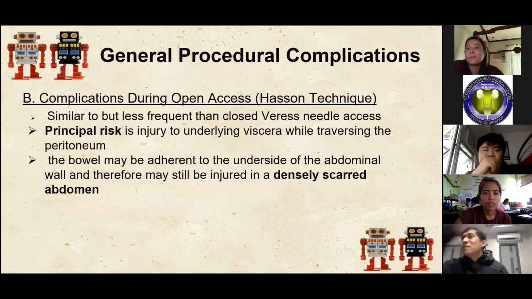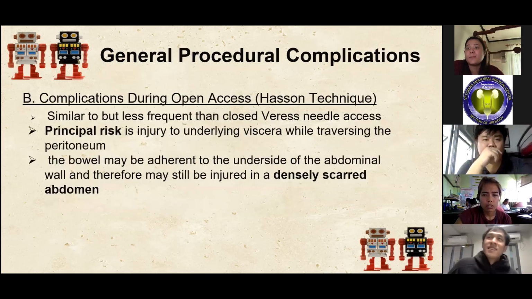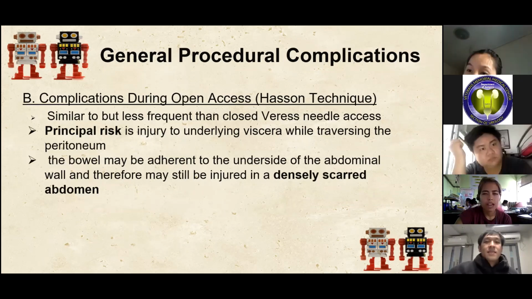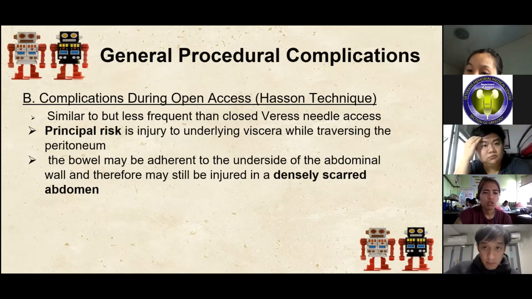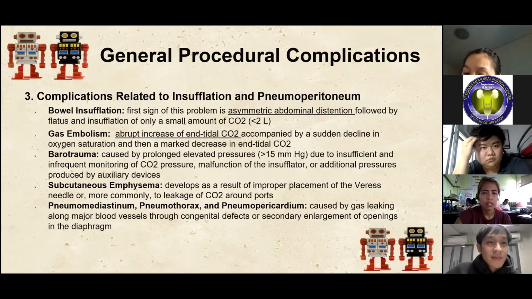So next, we have complications during the open access or the Hasson technique. It's a technique for the Veress needle access, but the principal risk is injury to an underlying viscera while traversing the peritoneum. The bowel may be adherent to the underside of the abdominal wall and therefore may still be injured in a densely scarred abdomen. Next, we have complications related to insufflation and pneumoperitoneum.